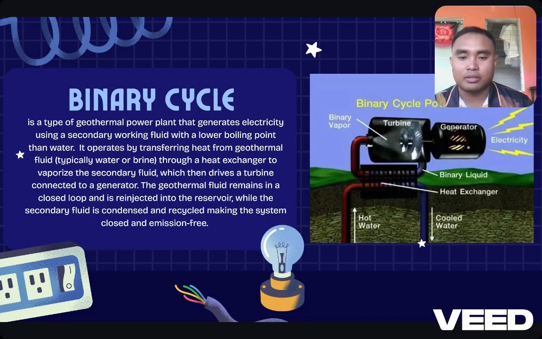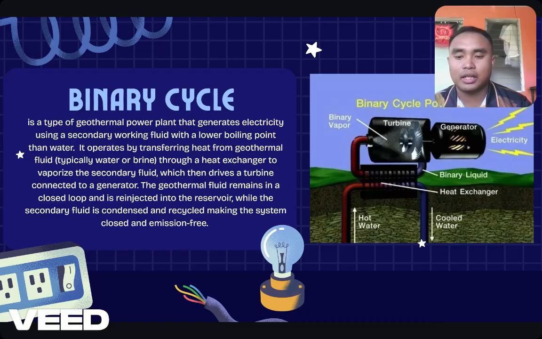Next is the binary cycle. It is a type of geothermal power plant that generates electricity using a secondary working fluid with a lower boiling point than water. It operates by transferring heat from geothermal fluid, typically water or brine, through a heat exchanger to vaporize the secondary fluid, which then drives a turbine connected to a generator. The geothermal fluid remains in a closed loop and is reinjected into the reservoir, while the secondary fluid is condensed and recycled, making the system closed and emission free.